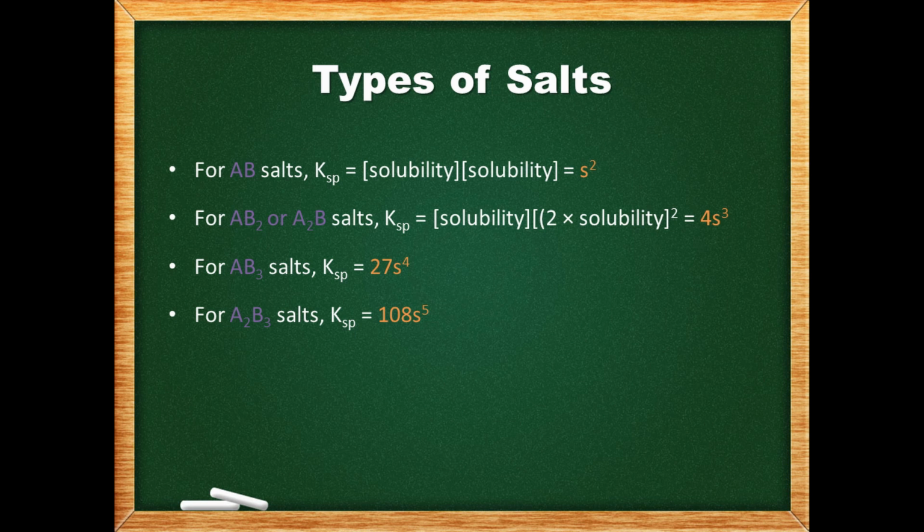As we have seen from our KSP table and examples, there are different kinds of salts. Here is a quick summary of some of the types of salts and how their KSPs relate to their solubilities. For type AB salts, the KSP is equal to S squared. For AB2 or A2B salts, it is 4S cubed. We can figure this out for other kinds of salts as well, such as AB3 and A2B3.